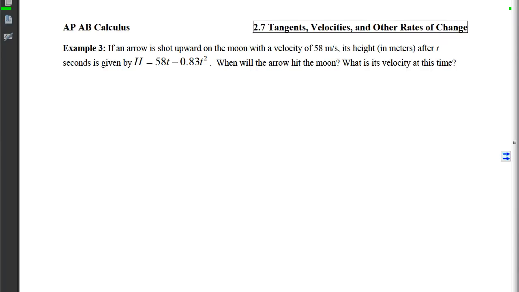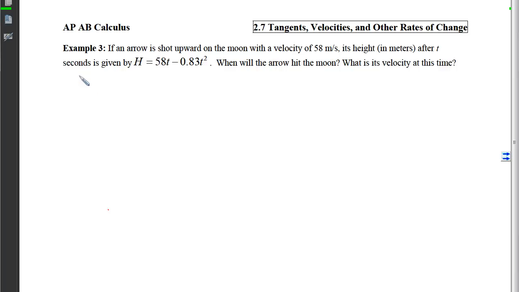With example 3, it says if an arrow is shot upward on the moon with a velocity of 58 meters per second, its height after t seconds will be given by this function. So the question is, when will the arrow hit the moon and what is its velocity at this time? So first we want to figure out when the arrow hits the moon.